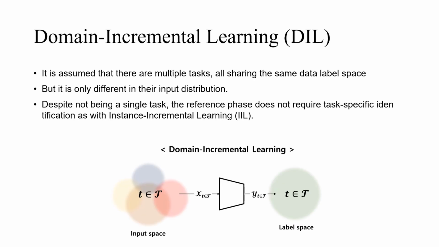And second is domain incremental learning. It is assumed that there are multiple tasks sharing the same data label space, but they differ in their input distribution. Despite not being a single task, the inference path does not require the task-specific identification, as with instance incremental learning. So it is different from before.